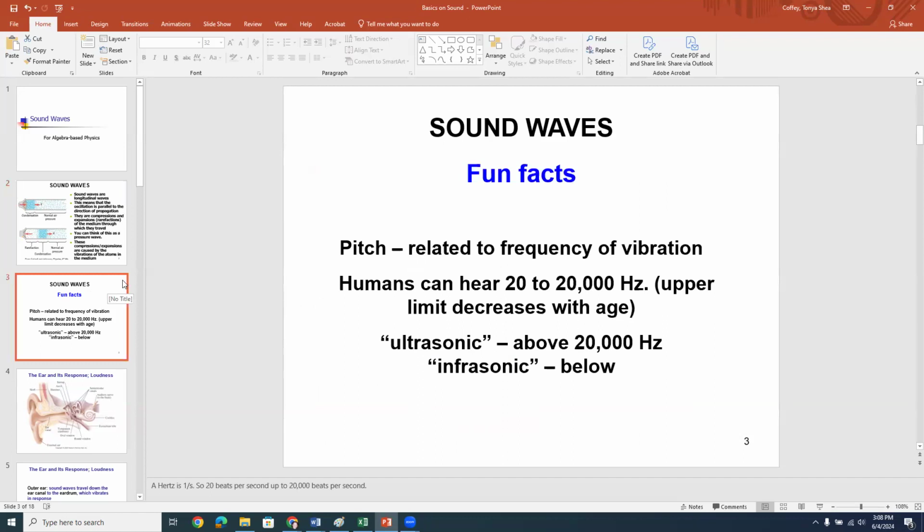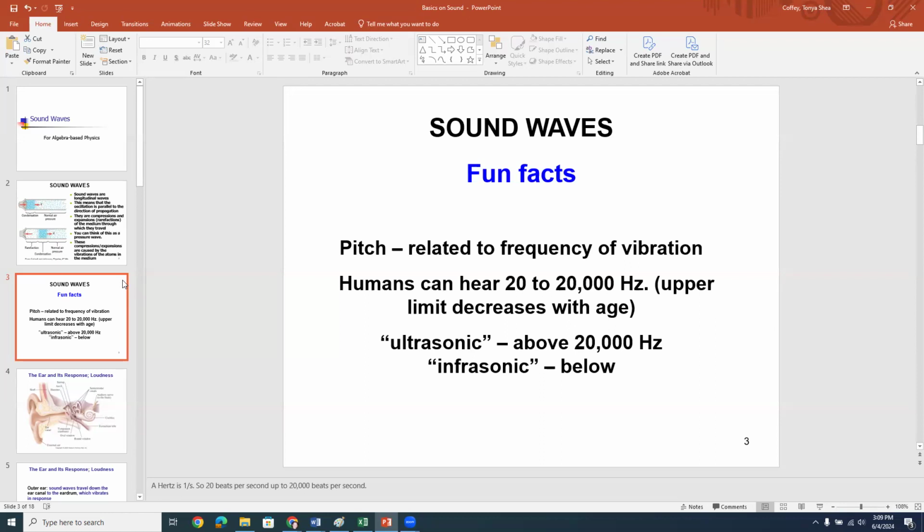Now, here are some interesting facts about sound. The pitch, or how high or low a sound feels to you, is related to the frequency of the vibration. A higher frequency of vibration results in a higher perceived sound, and a lower frequency of vibration is a lower sound to you. Humans as a whole can hear between 20 to 20,000 hertz, and that upper limit, the 20,000 hertz side, really decreases as you age.